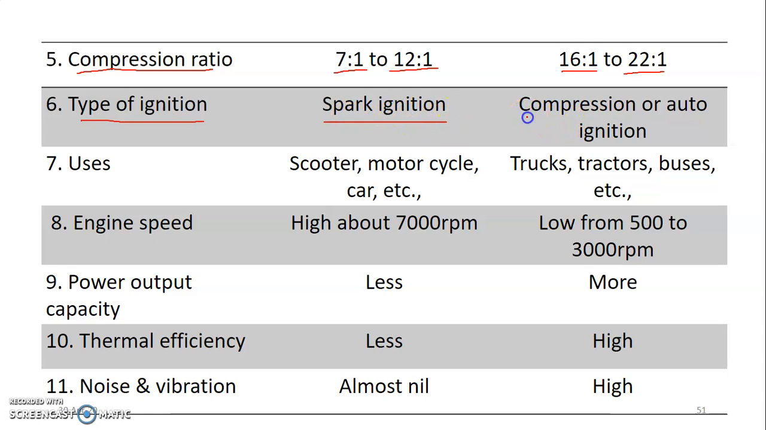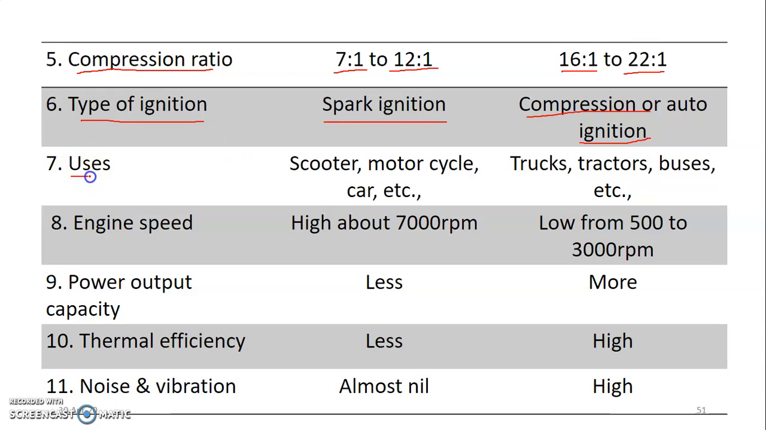In the case of a diesel engine, we have to compress the air to very high pressure and temperature, and it is also called auto ignition. There is no device required to produce a spark to make the diesel burn. Only the air will be compressed to high temperature and pressure. When the diesel is sprayed into the high temperature air, the diesel will burn and auto ignition takes place. So that's why it is compression or auto ignition in the diesel engine.